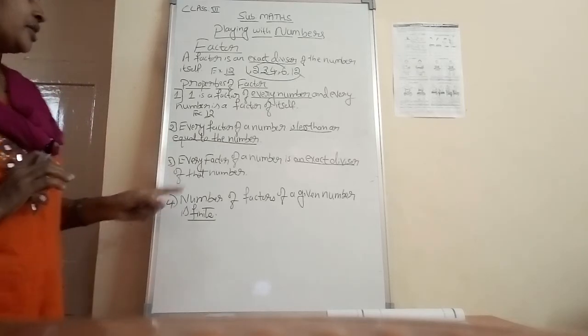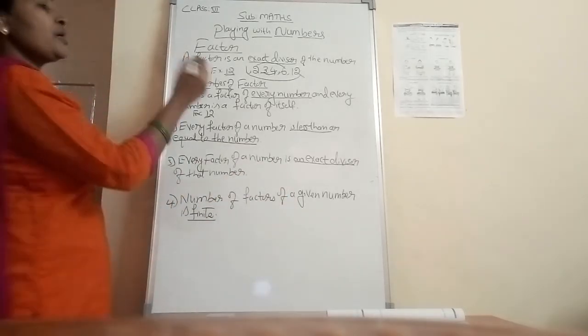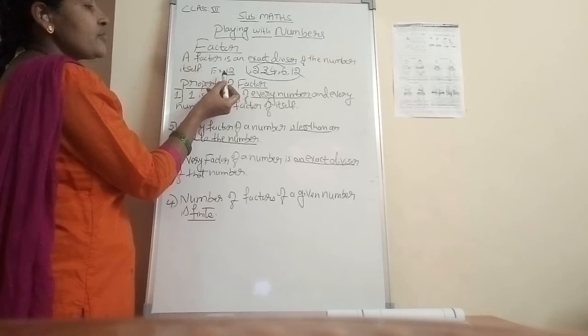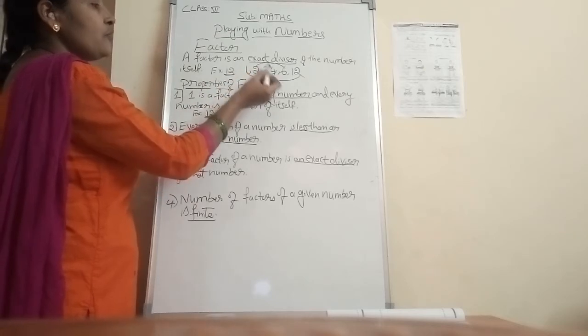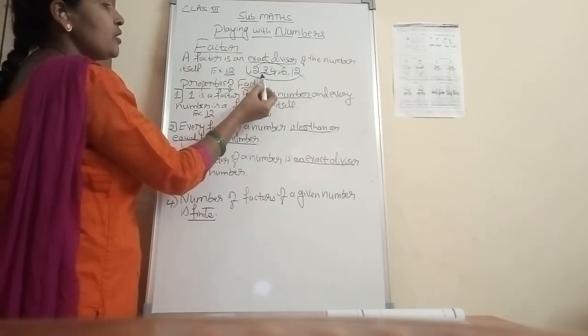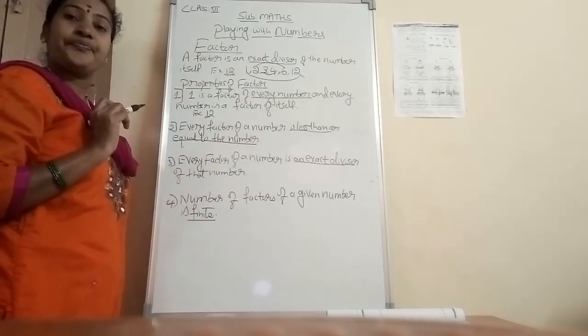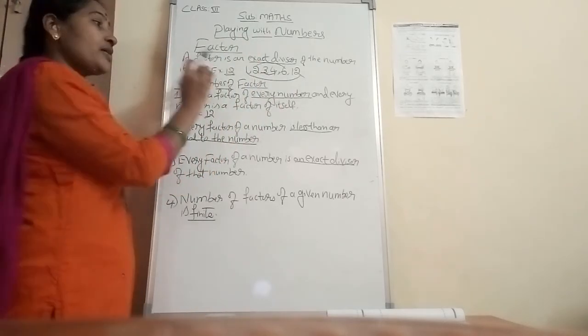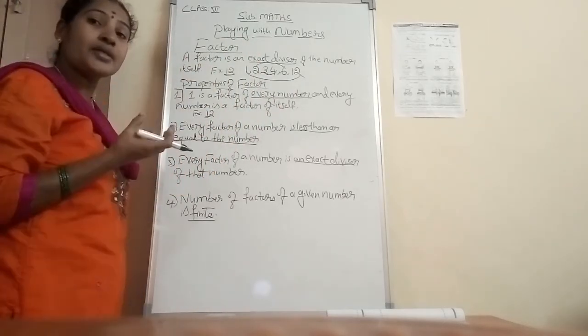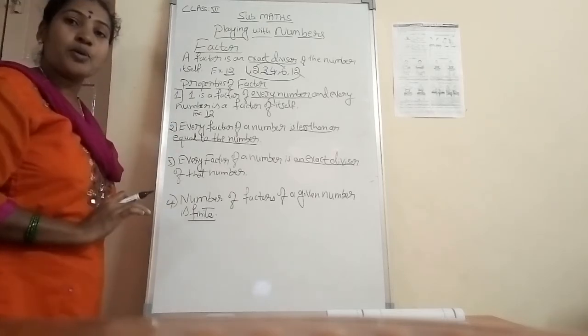Here they have mentioned the number of factors of a given number is finite. For example, which are all the factors of 12? 1, 2, 3, 4, 6 and 12. You count how many factors are there: 1, 2, 3, 4, 5, 6. Totally 6 factors are there for the number 12. That is countable, so finite. I hope you have understood all the properties.